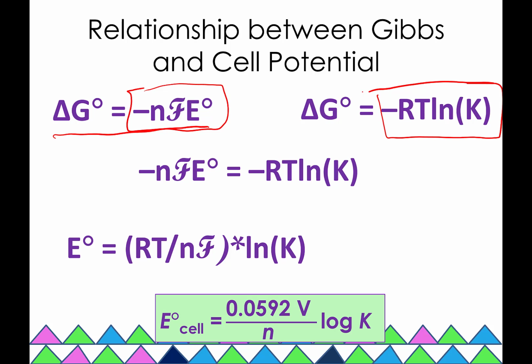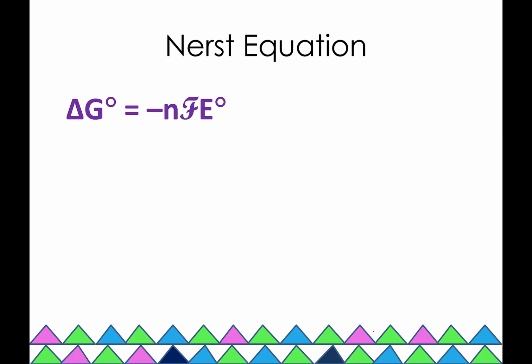And everything but N is a constant if we're under standard state conditions. So we can rewrite this as E naught of the cell is equal to 0.0592 volts divided by N, where N is the number of moles of electrons that are being transferred, times the log of K. We can go one step further.